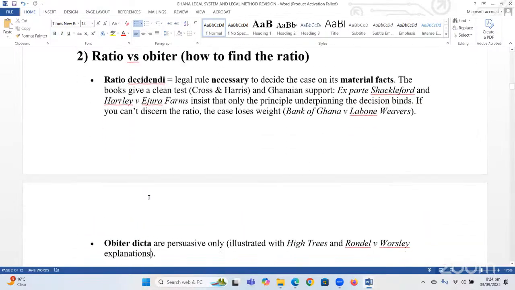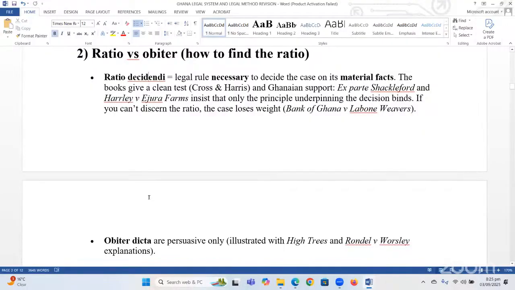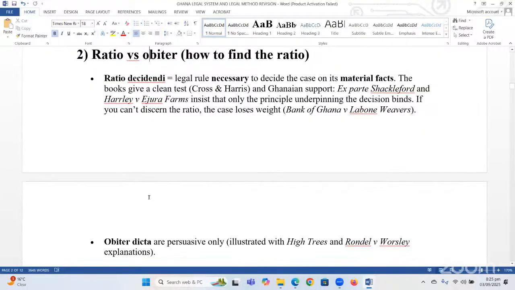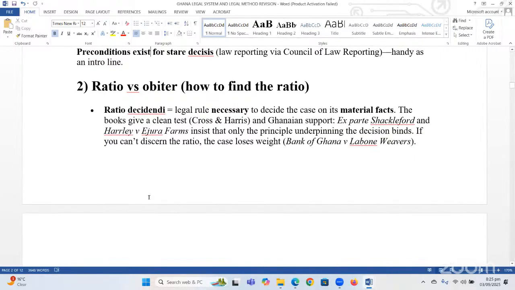Another important point to note when you are talking about judicial precedent or stare decisis is what we call the ratio decidendi, as opposed to obiter dictum or obiter dicta. So ratio decidendi is that aspect of the decision which serves as a precedent. So what is the ratio decidendi? Ratio decidendi, as you recall, is basically the legal rule necessary to decide the case on its material facts.